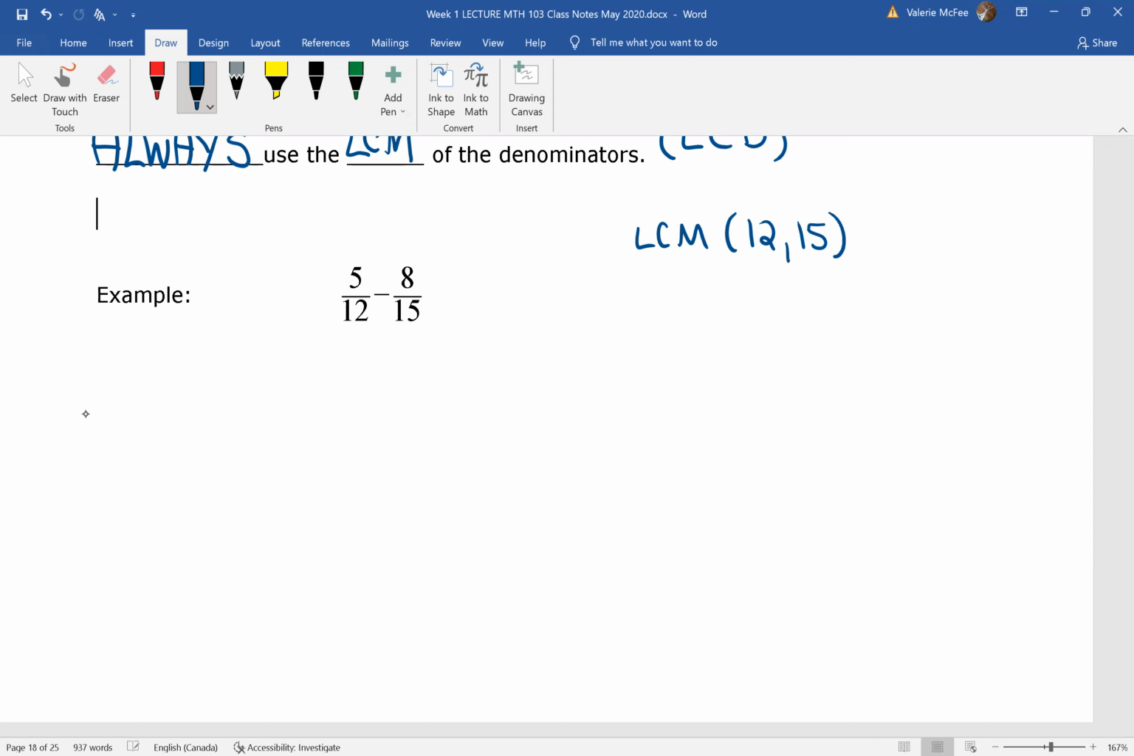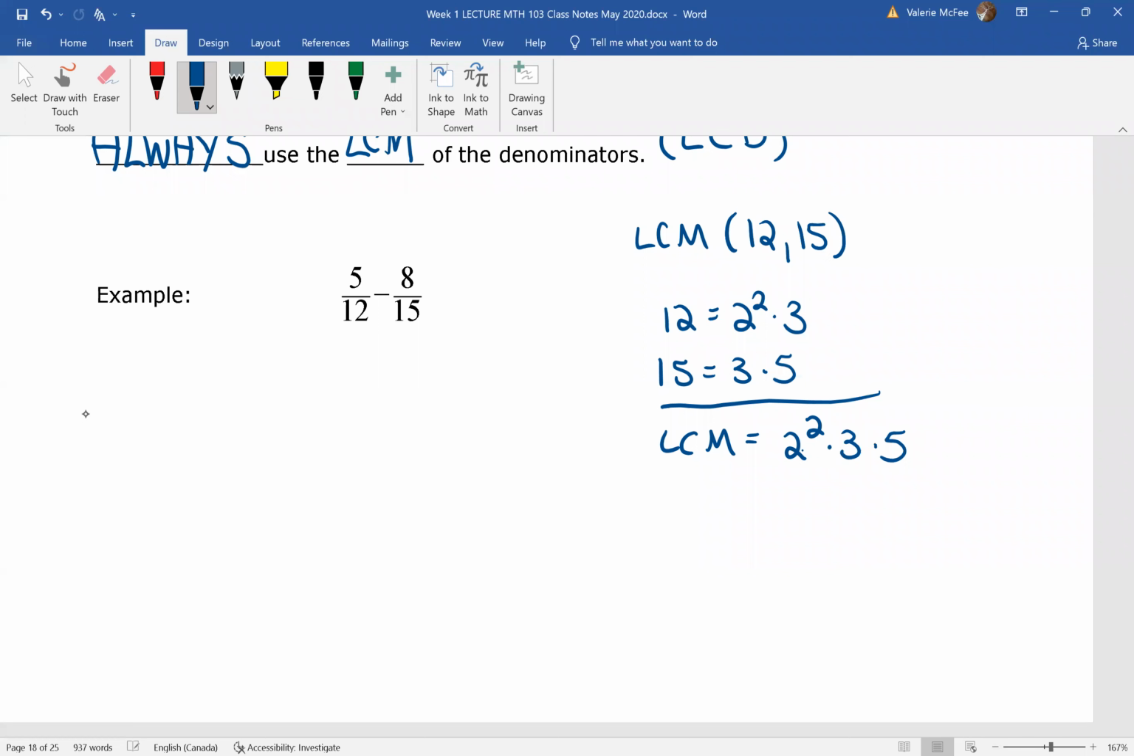Maybe you just know the answer, which is great. If you don't, we prime factored. And we said we're using all of the factors to their lowest exponent. So we have 15 times 4 or 60. So our common denominator is going to be 60.